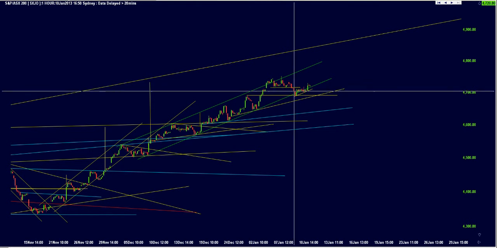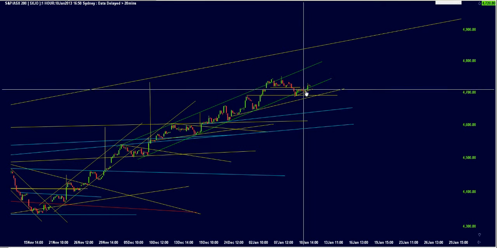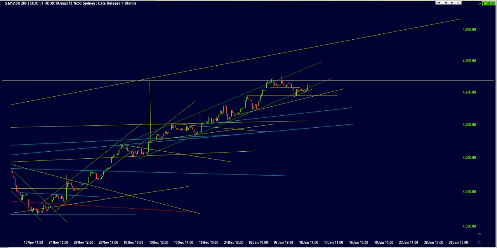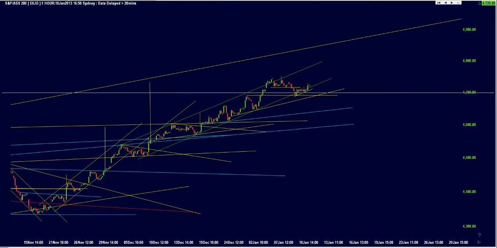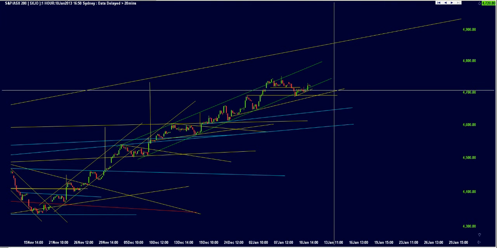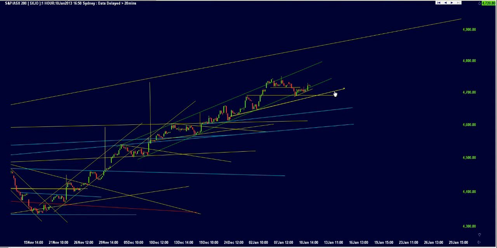The fact that we broke this green channel line, now we've gotten back into it. It looks as if this would hold up as support in the future if we did come back down to this level. So the positive sign for now is that a new level there of support on the chart, and we also have this rising level of support here around that 4685 level.